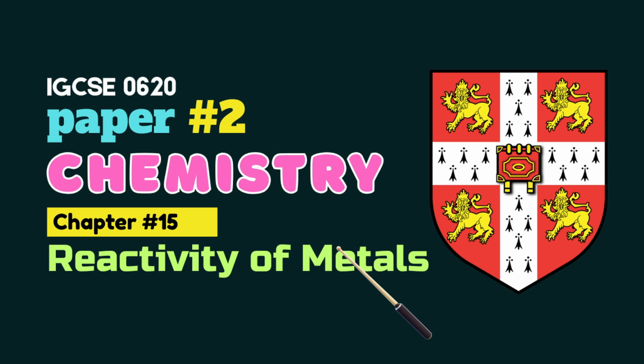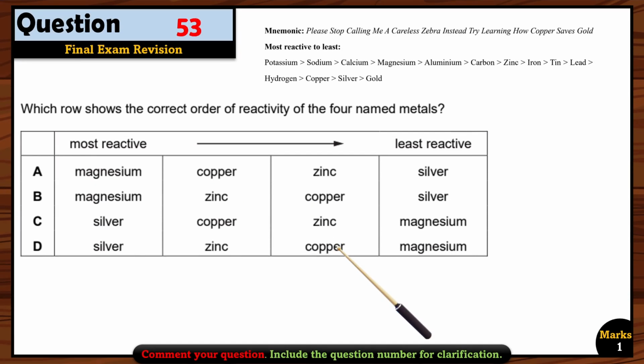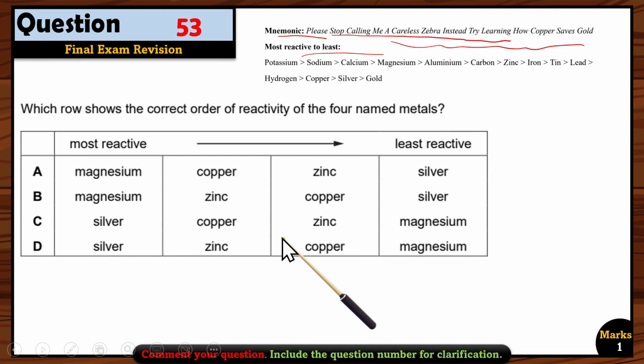And there is only one trick to answer such questions: you have to remember the reactivity series. There is no other option for you, okay? And I will give you the reactivity series and how you can remember that one. To answer the questions related to chapter 15, you have to memorize this mnemonic. Once you memorize it, you can easily answer all the questions related to chapter 15 in your exam, okay? This mnemonic will help you to memorize the reactivity of the metals, from the most reactive to the least reactive one.